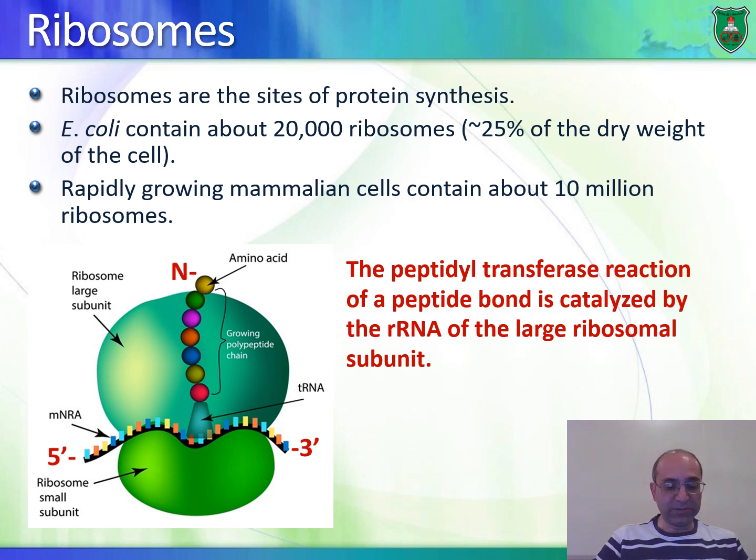And if you dry out cells and you measure the weight of the solid material, 25% of this solid material is basically ribosomes. Rapidly growing mammalian cells contain about 10 million ribosomes, so that's a lot. Okay, so there's a lot of production of ribosomal RNA inside these cells, and that's why, if you remember when I talked about northern blotting, I said that you really see a smear.